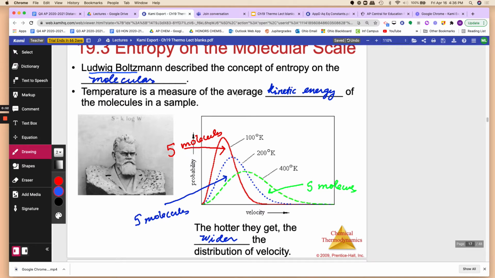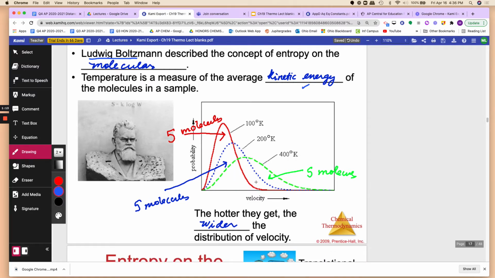Okay, so the temperature is a measure of the average kinetic energy of the molecules in the sample. You can see here the red is the hot, and the green is the cold. The probability density is here, remembering that each graph underneath has the same number of particles. So if there's 5 here, there's 5 here, there's 5 molecules here. You can also see that as it gets hotter, the average speed goes up. But not only does it go up, the distribution gets wider.